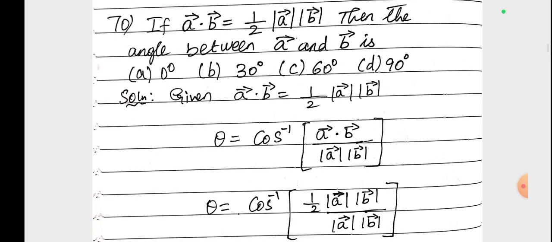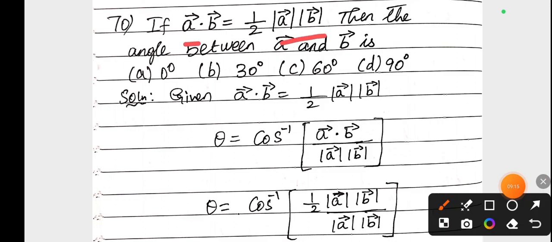Easy. Now the 70th question, children. If A vector dot B vector equals half of the magnitude of A vector times the magnitude of B vector, what is the angle between A and B? Apply.